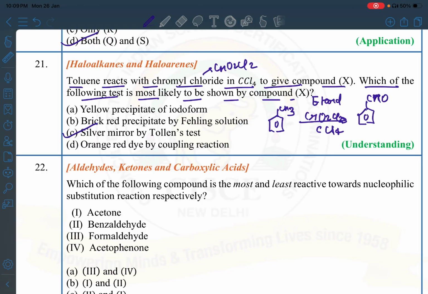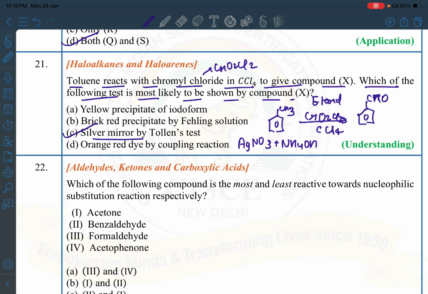Okay, an aromatic aldehyde gives the silver mirror test by Tollens reagent. What is Tollens reagent? Tollens reagent is ammoniacal silver nitrate. Okay, ammoniacal silver nitrate. This is Tollens reagent.